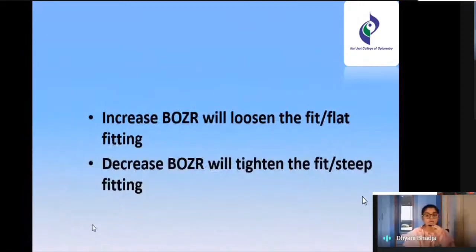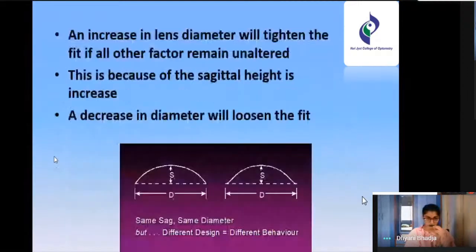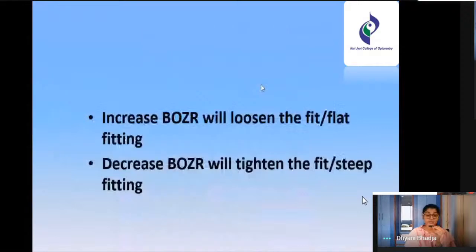Increasing BOZR will loosen the fit or give flat fitting, while decreasing BOZR will tighten the fit or give steep fitting. This is totally opposite to the total diameter. Total diameter, if we increase diameter, lens will become tight. If we increase BOZR, lens will become flat.